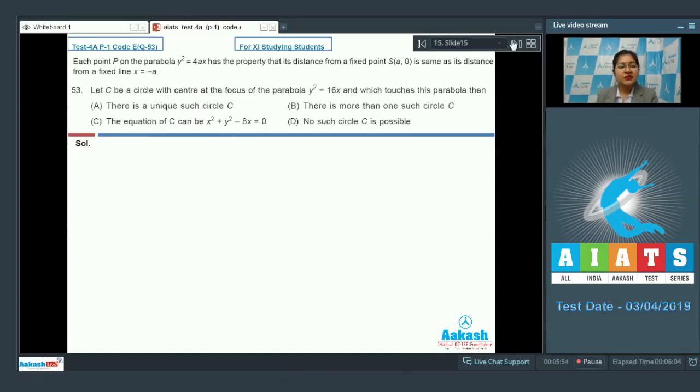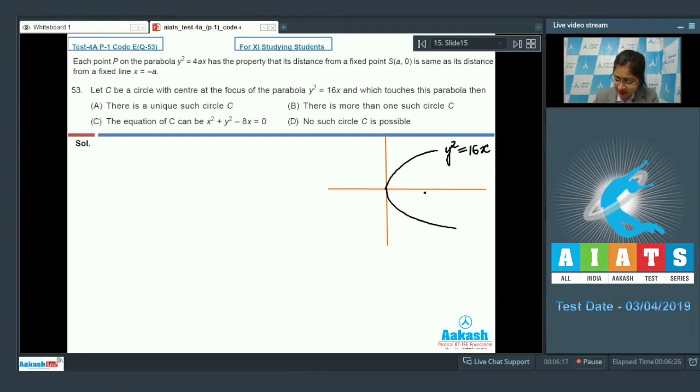That is question number 53, which says that let C be a circle with center at the focus of the parabola y square equal to 16x and which touches this parabola. Let us say this is the coordinate axis and this is the parabola y square equal to 16x.